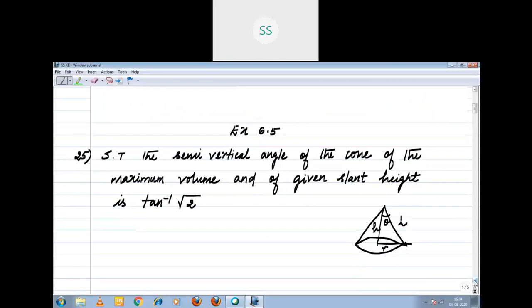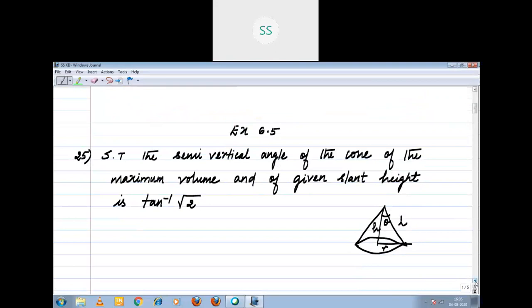Today I am going to discuss exercise 6.5 question number 25. Show that the semi-vertical angle of the cone of the maximum volume and of given slant height is tan inverse root 2. You want to prove the semi-vertical angle equals tan inverse root 2, then the volume is maximum. How to prove the volume is maximum? Your second order derivative should be less than 0, right children?